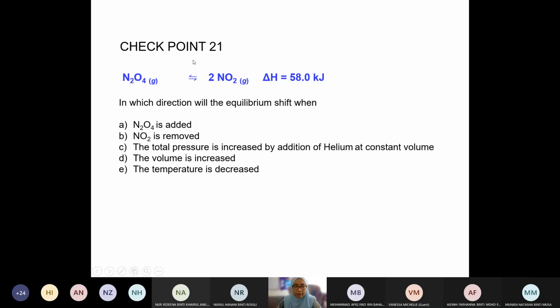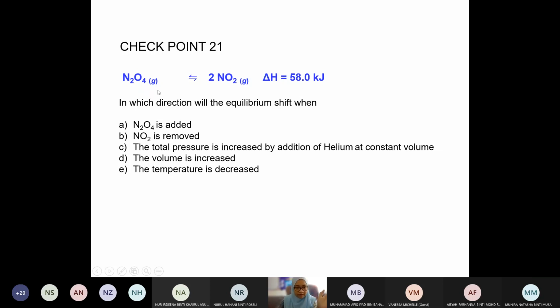Checkpoint 21. Okay, this is like a combination of all the factors. So this is the question. This is the reaction, and this is the delta H. From the delta H given, we know that this reaction is an endothermic reaction because the value of delta H is positive. Okay, right, identify the reaction first.